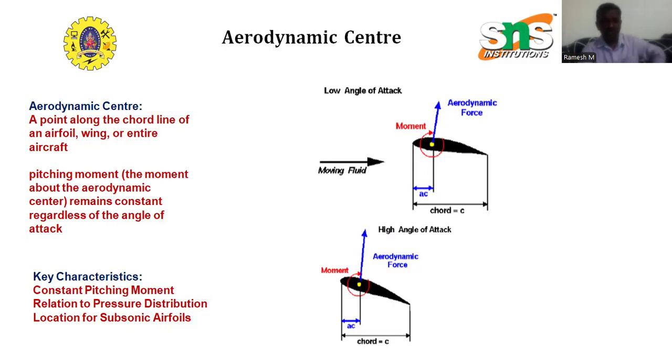If the chord length of the wing of a typical aircraft is 10 meters, the aerodynamic center in subsonic flow will be approximately 2.5 meters from the leading edge. That means the quarter chord point, as we said earlier. During flight, even as the angle of attack increases to generate more lift, the pitching moment about this aerodynamic center remains constant. And we can move on to other things.